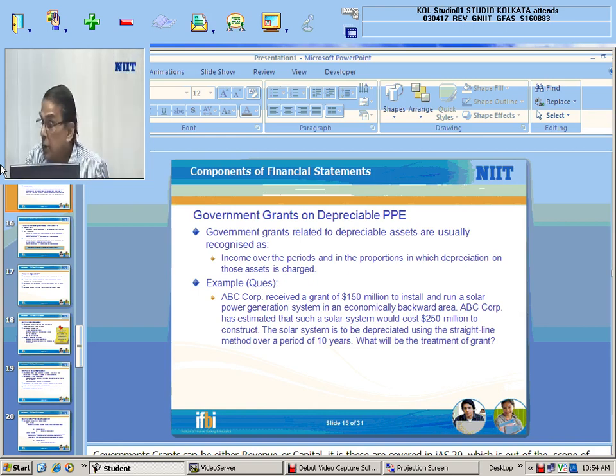I hope this is clear to you. It will be recognized as income over the periods and in the proportion in which depreciation on those assets is charged. The asset is a depreciable asset. It is going to be depreciated on straight line method over 10 years, so every year 25 million or 10% will be depreciated. So 10% of the government grant of 150 million will be treated as income for each of these years. I hope this is clear to you.